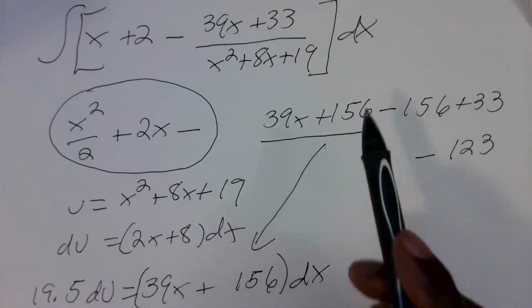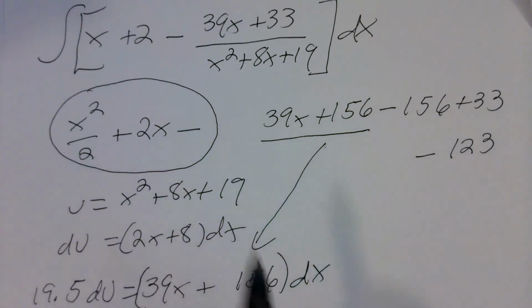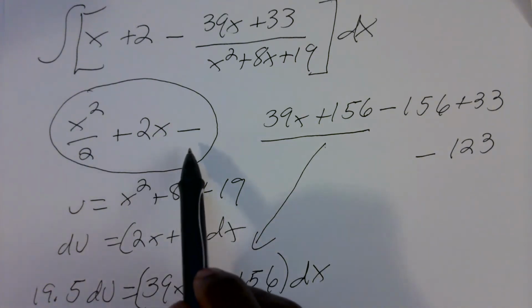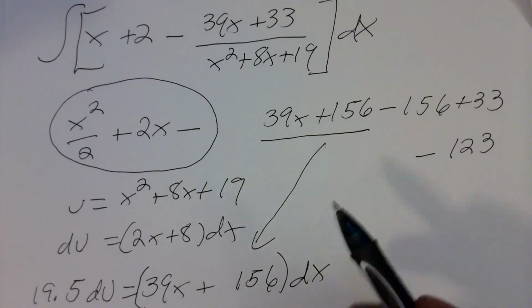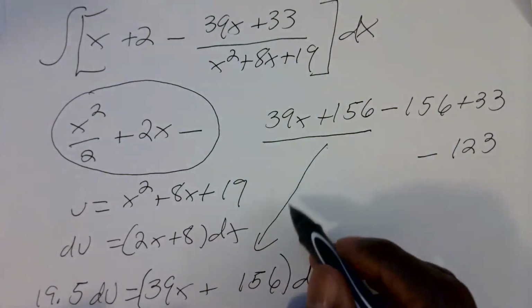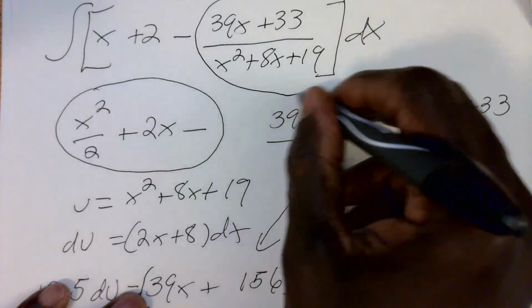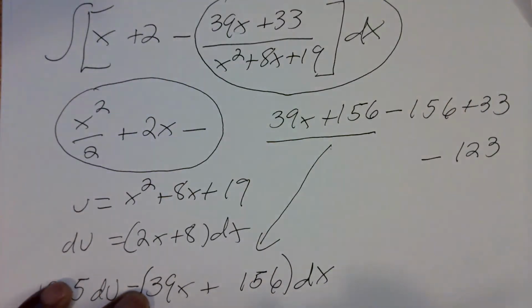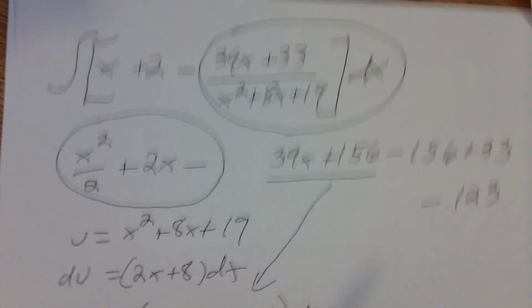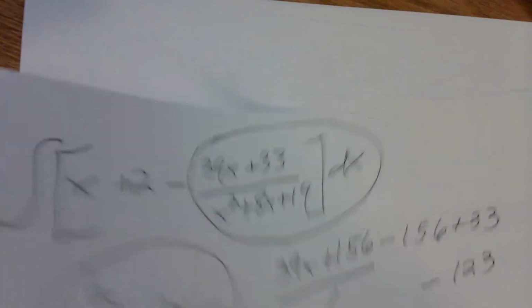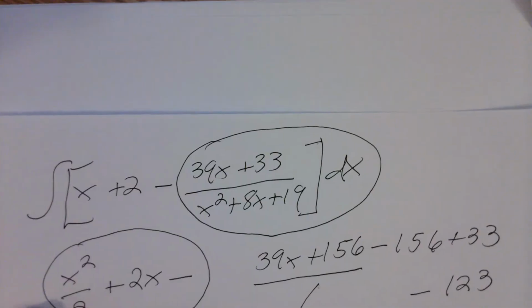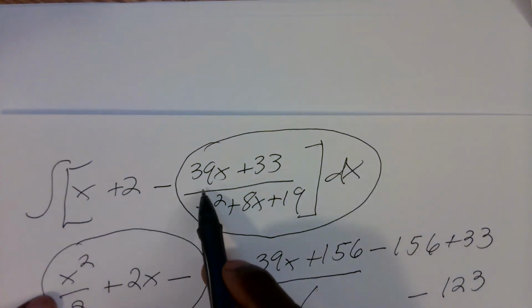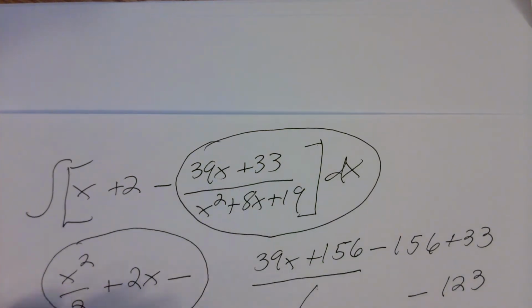So let's go ahead and do our U sub. Remember, we still have this part, and also remember the all-important negative sign that's in front of all of this. But let me deal with this and concentrate on what this is going to equal for right now, and I'll come back to this. I'm not going to forget about that minus sign there. So I'm integrating 39x plus 33 over x squared plus 8x plus 19.